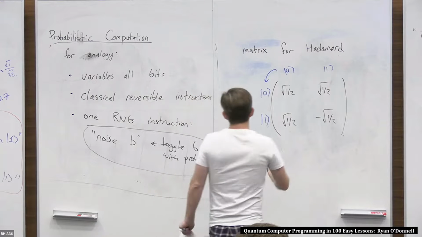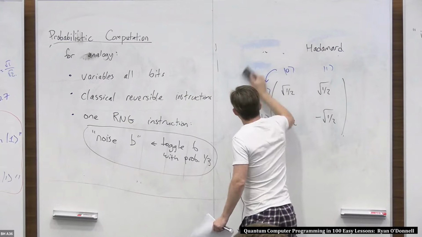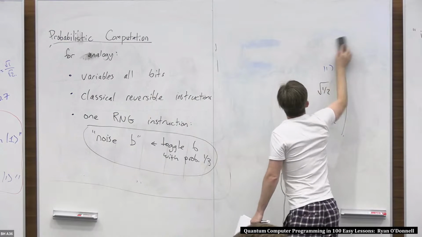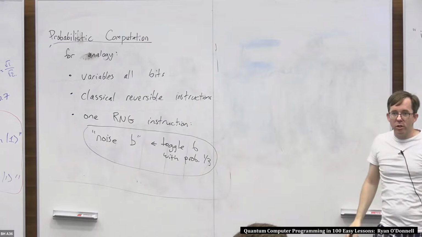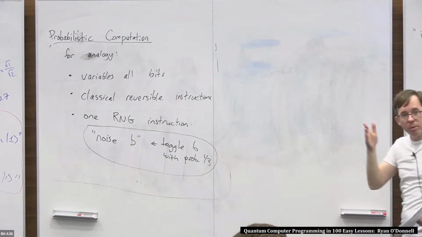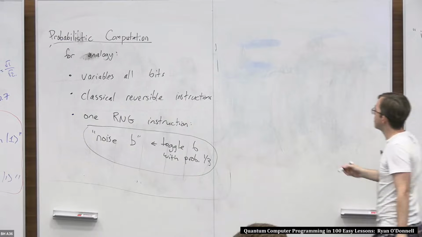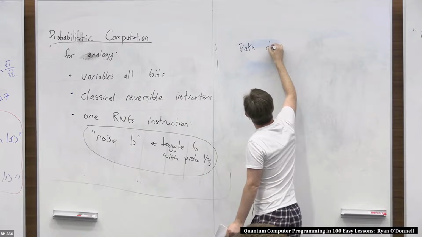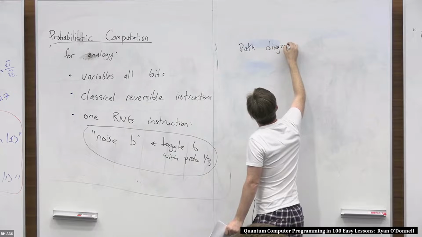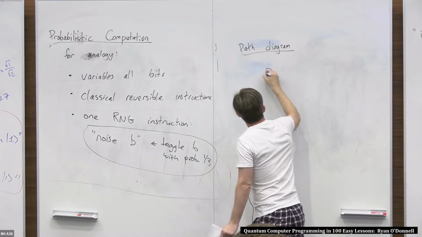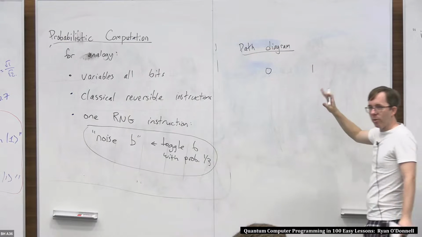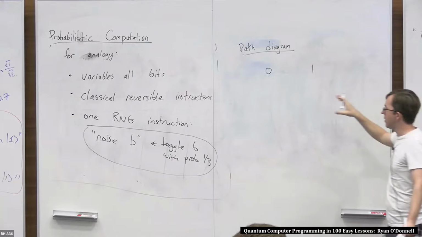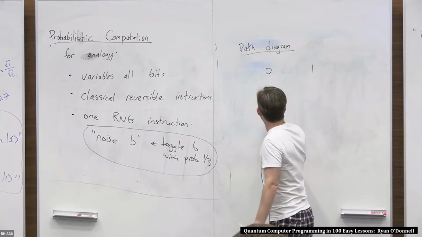And you might notice that you could make a matrix or a path diagram for this noise instruction too. It would just be that the labels now would be probabilities, not amplitudes. So the path diagram for this noise instruction would look like this: 0, 1. I don't put the angle brackets around it because they're not qubits. These 0 and 1 are just bits.